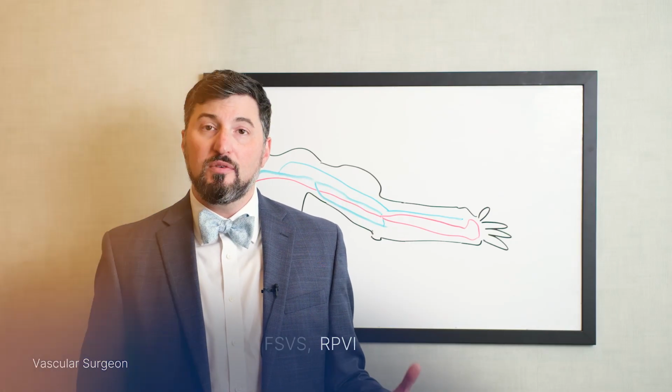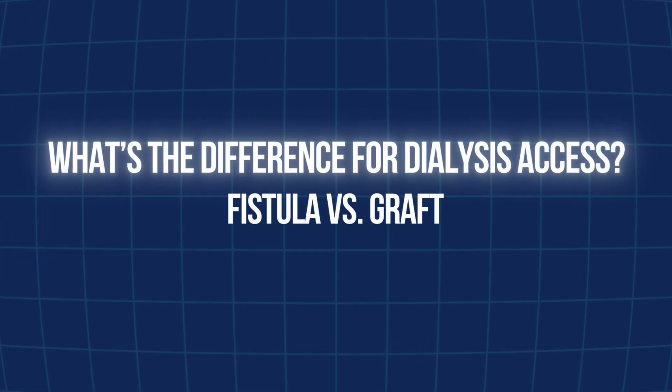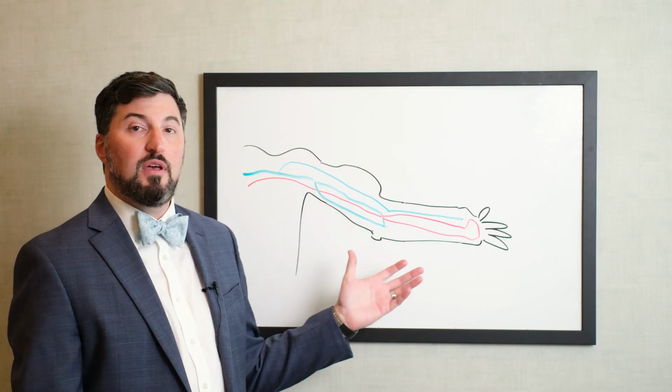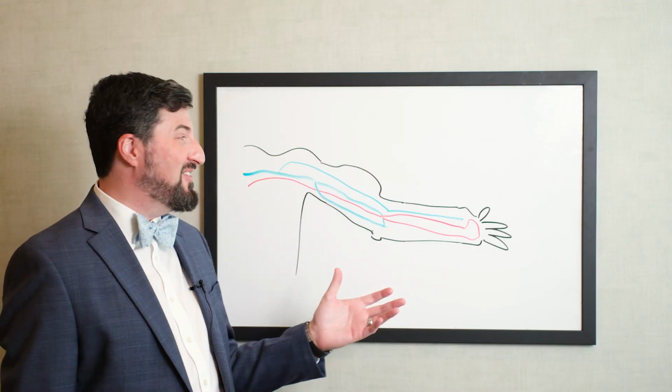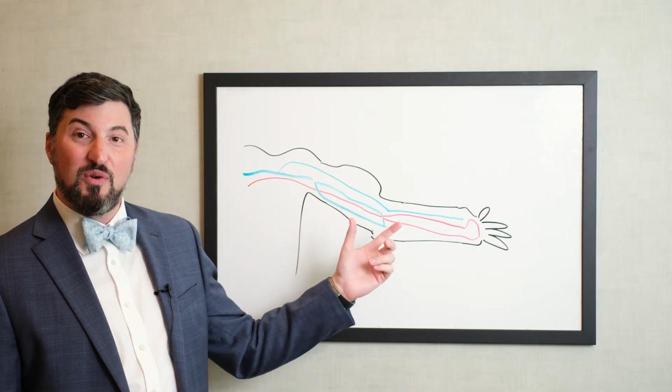Today we're going to talk about dialysis access, particularly hemodialysis, and specifically the difference between a fistula and a graft and how we make them happen. So here I have a really nice fancy drawing of an arm. Particularly, I'm looking at the artery, that's in red, and then the veins, those are in blue.